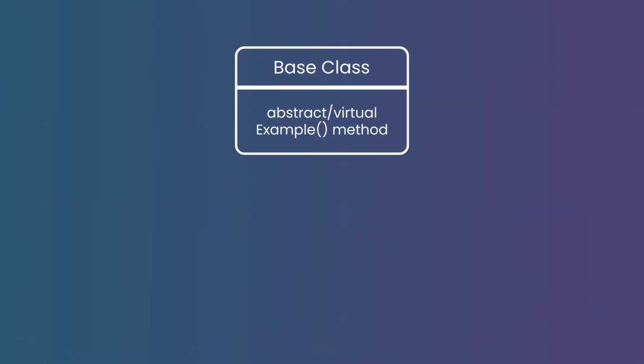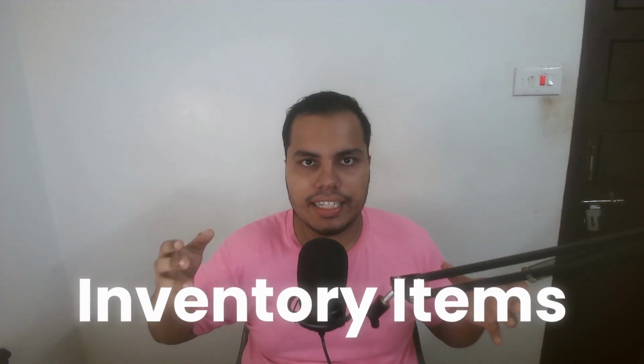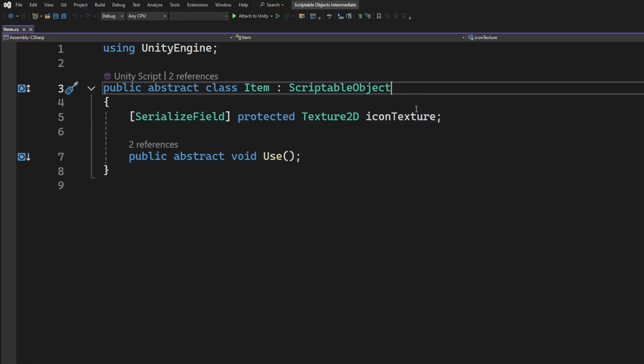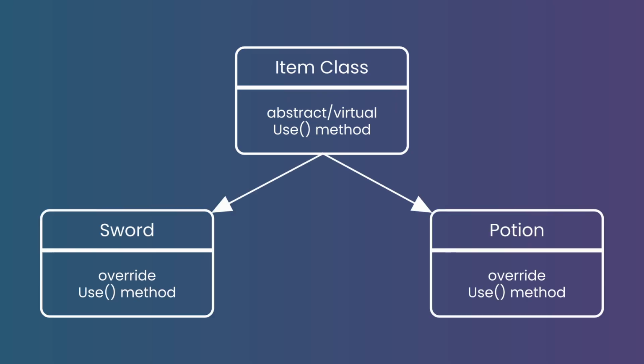Now don't worry if that sounds super technical, it's really not that bad. Polymorphism with scriptable objects means you can create a base scriptable object class and then have multiple child classes that behave differently. Let's take an example with items in an inventory. We can create a base item class and then make child classes for specific items like a sword, potion, etc. Each item can override the base behavior with its own unique logic.